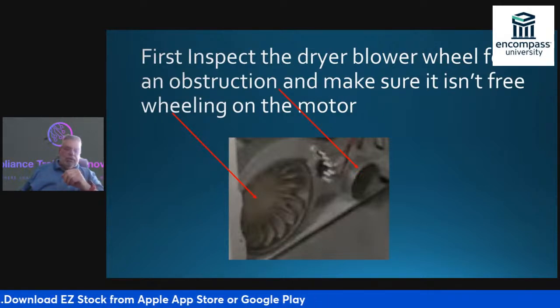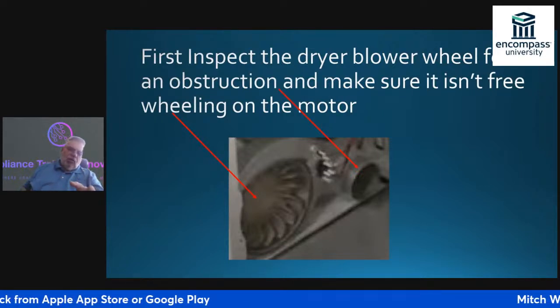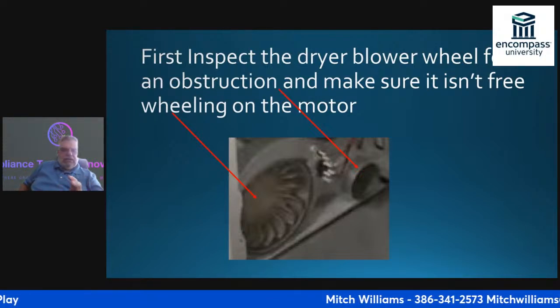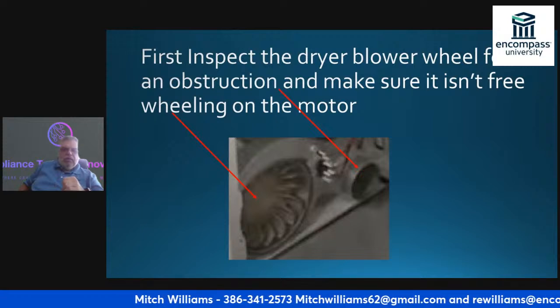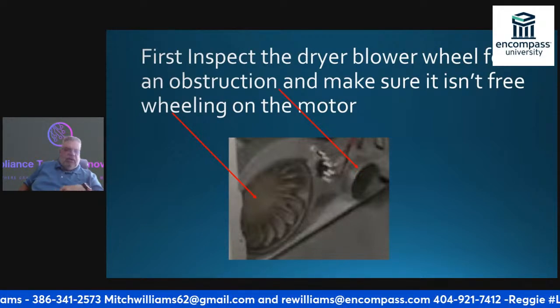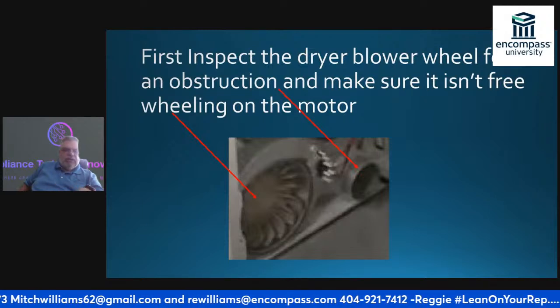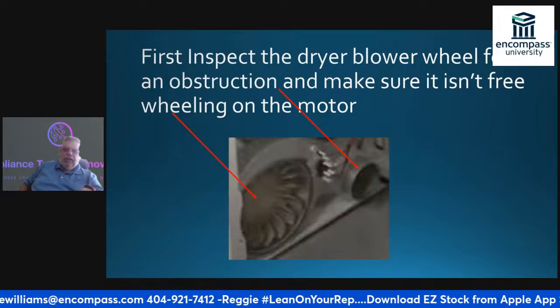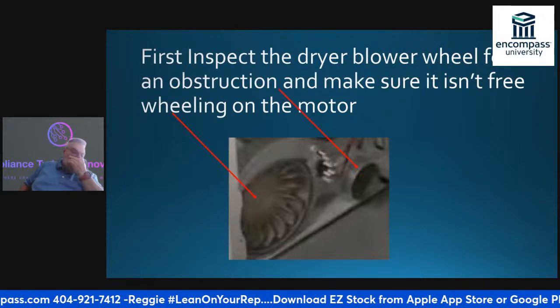The first thing I'm going to do, since I've already had to remove everything and get access to my motor, is inspect my dryer blower. Okay, my blower. Then see if I have any obstructions. So I can just take and try to spin that to see if I can spin it. If I can't, then that could be my problem.